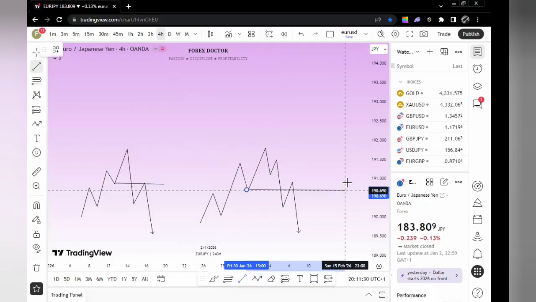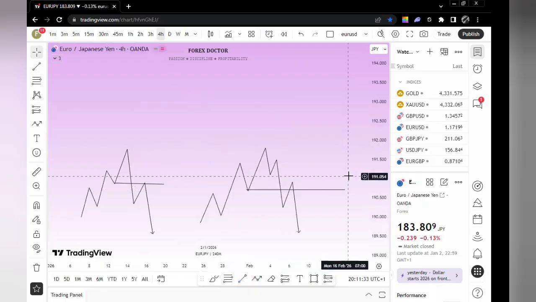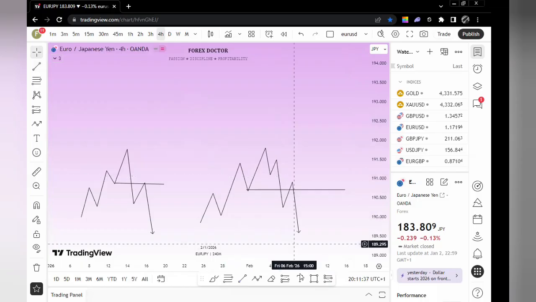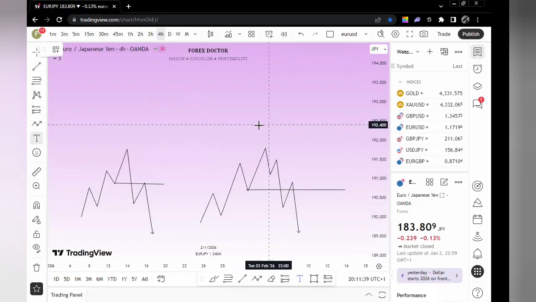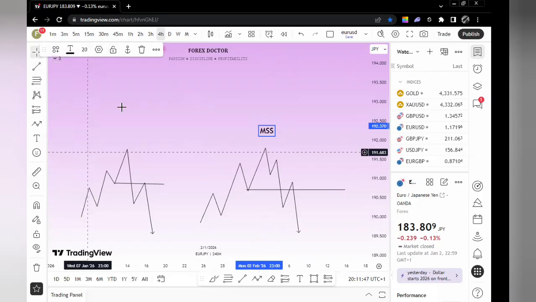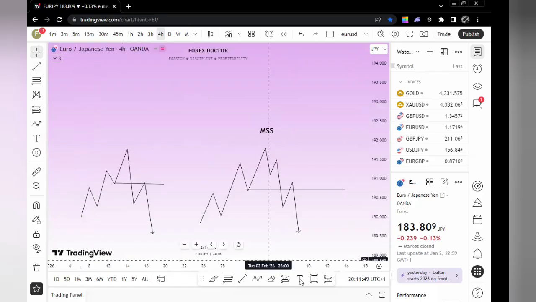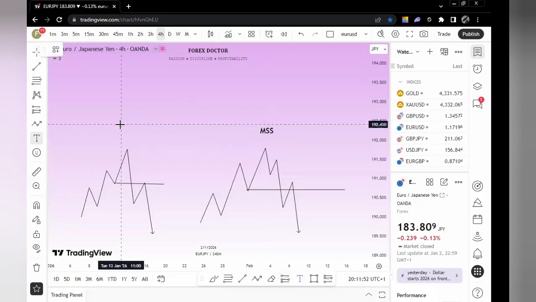So you have a change of character, a break of structure, to the left, and an MSS to the right. This is an MSS, a market structure shift. Very convenient. And we have a change of character.